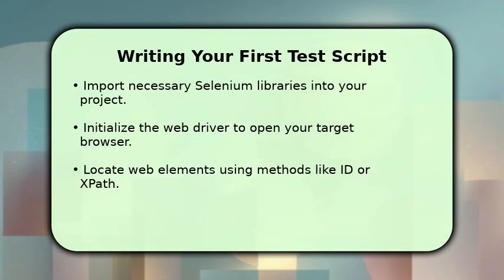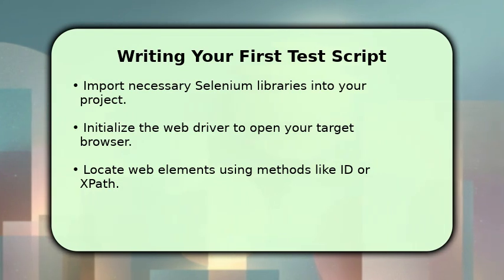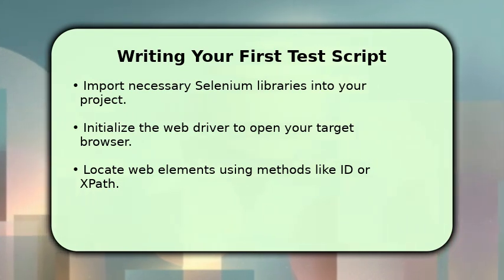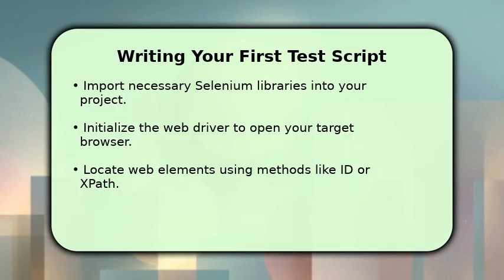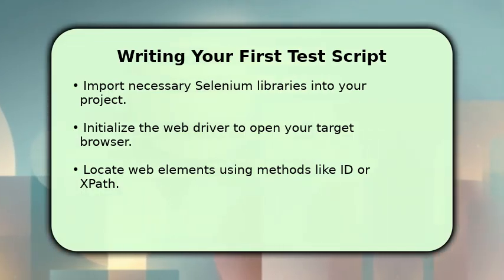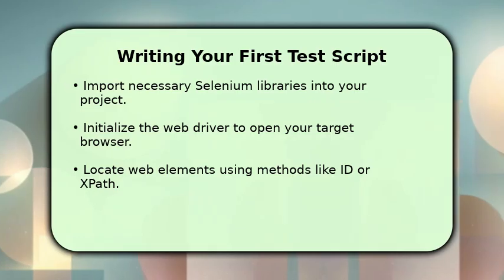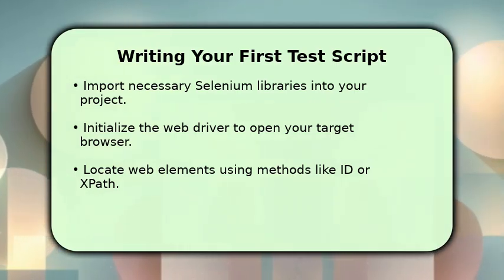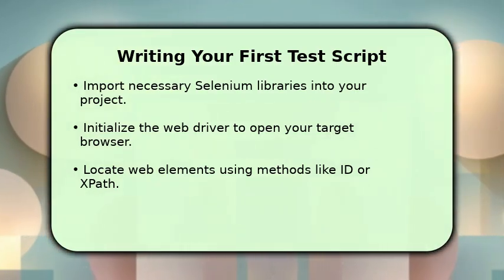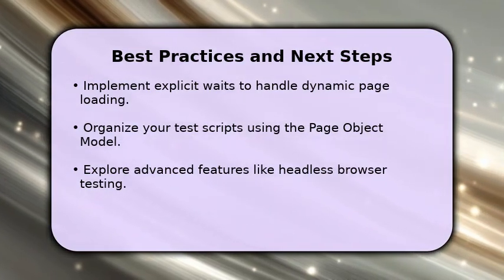Now, let's write a simple test script. Start by importing the required Selenium libraries. Then, initialize your WebDriver to launch the browser you wish to automate. You can locate web elements on a page using various strategies, such as by their ID, name, or XPath. Once an element is found, you can perform actions like clicking a button, typing text into a field, or submitting a form.